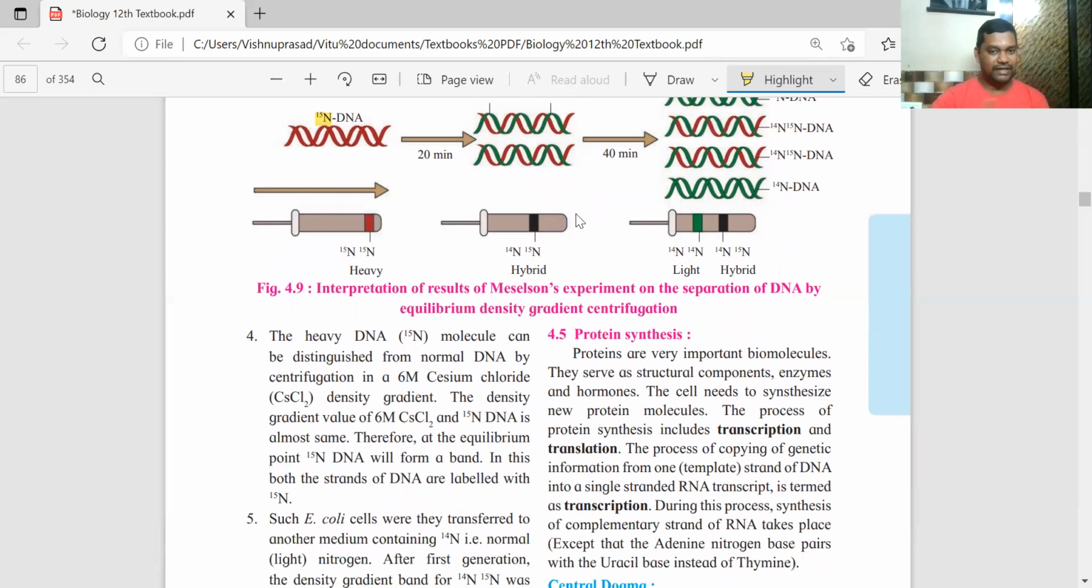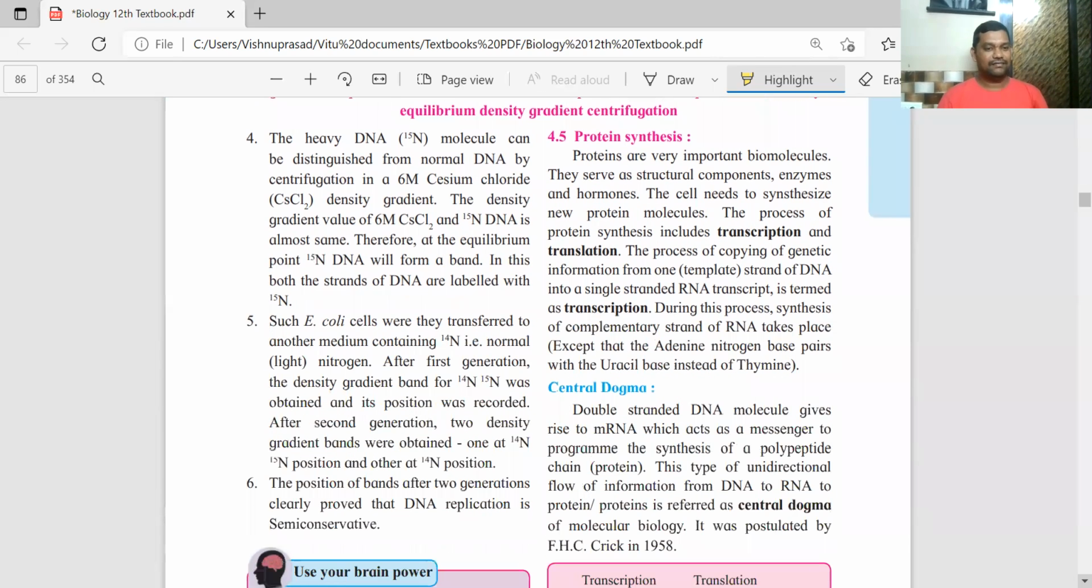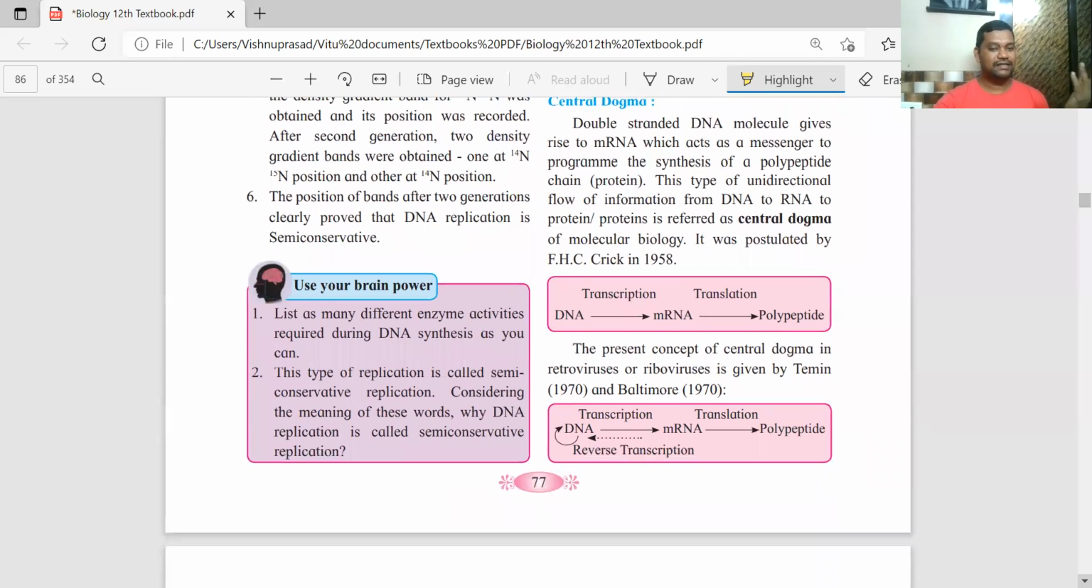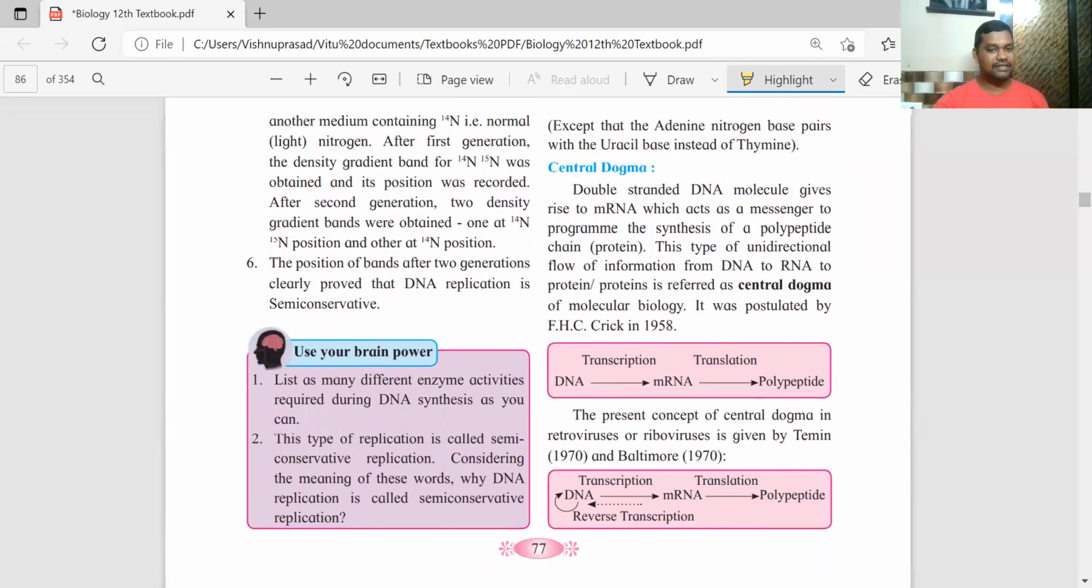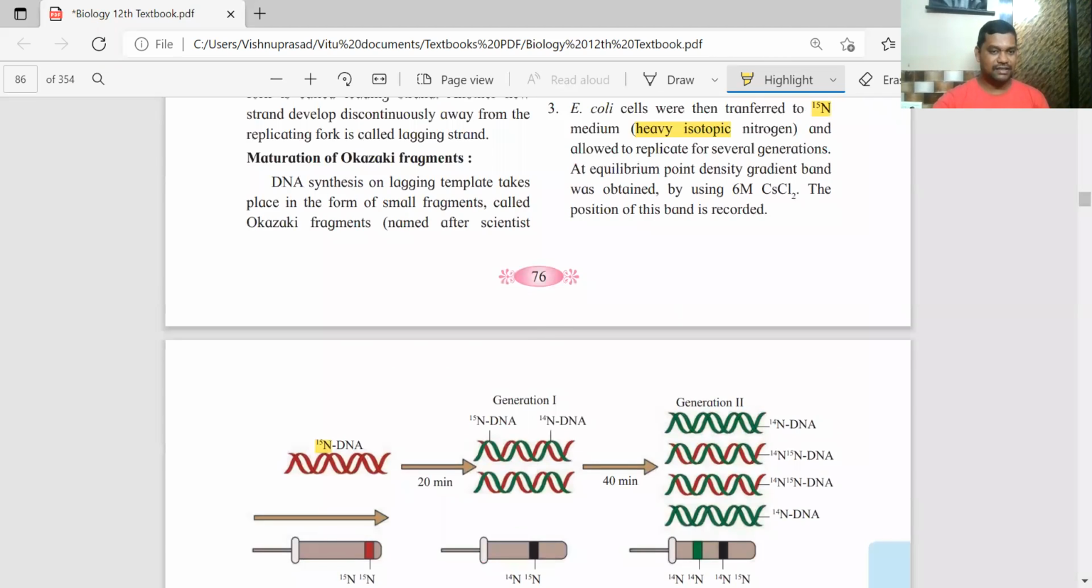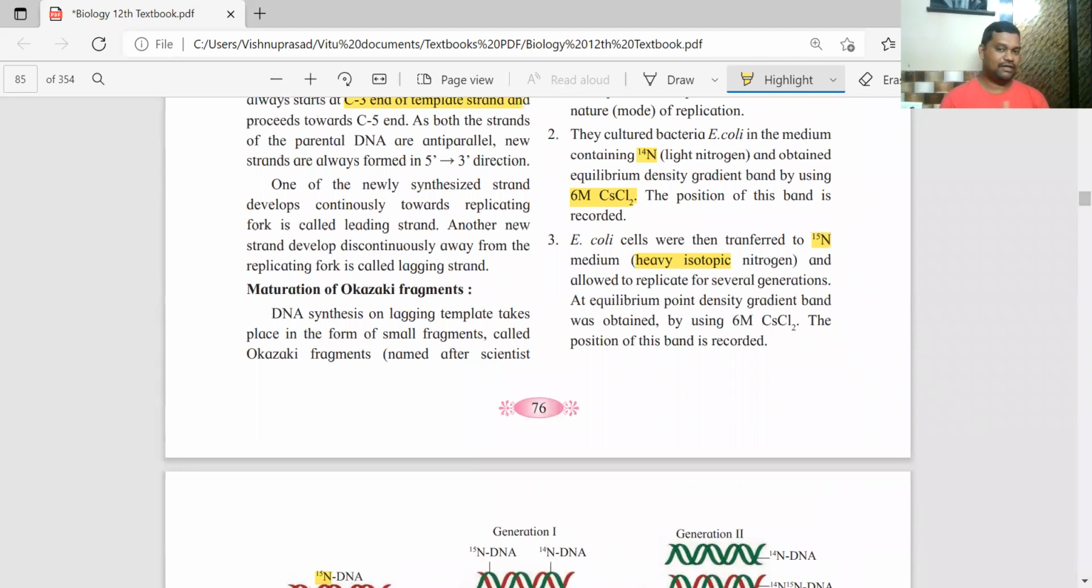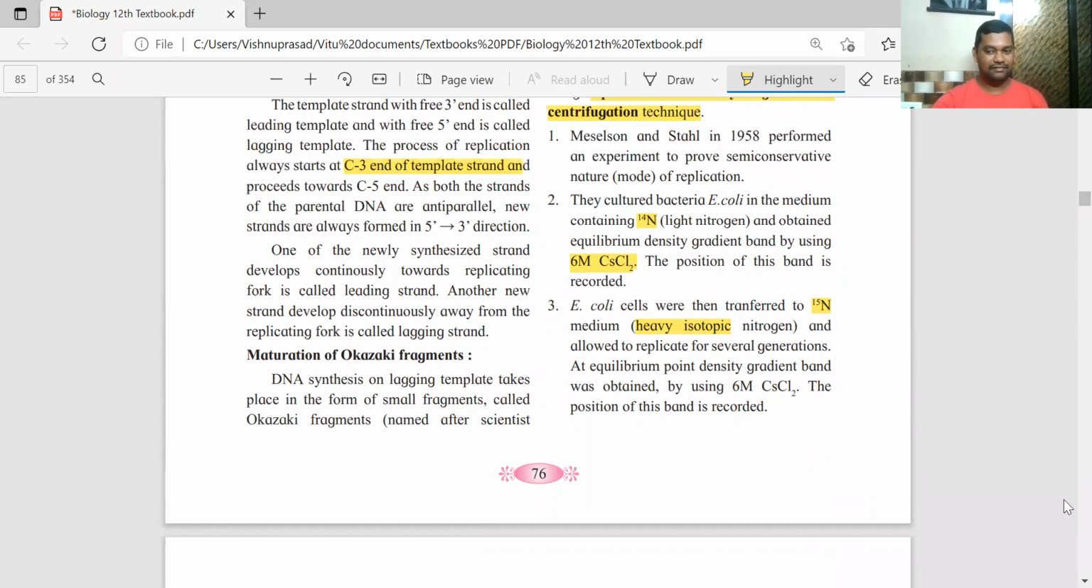वो जनरेशन में देखने के बाद it is clear that one strand of DNA remains the same as that of the parental one, and one other strand of DNA which is formed new is depending upon the medium in which the bacteria is grown. ऐसे करने के बाद ये कंफर्म हुआ कि DNA replication is semi-conservative. Meselson and Stahl proved that this is what happens.